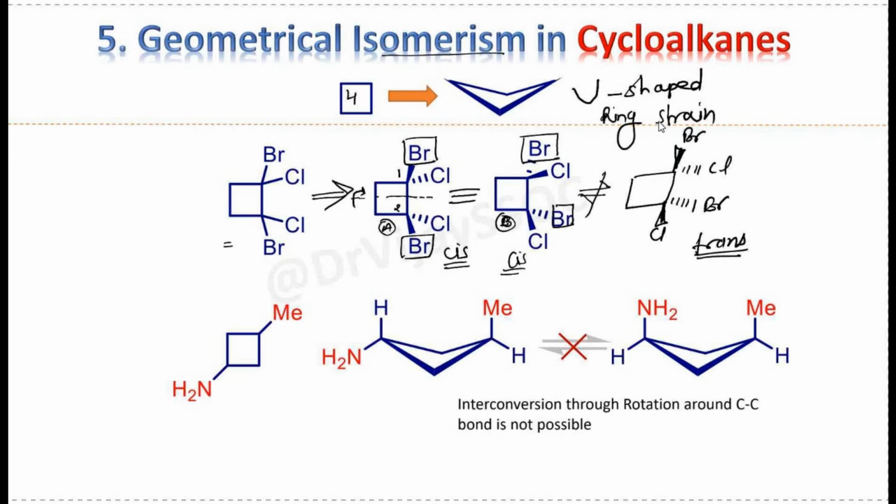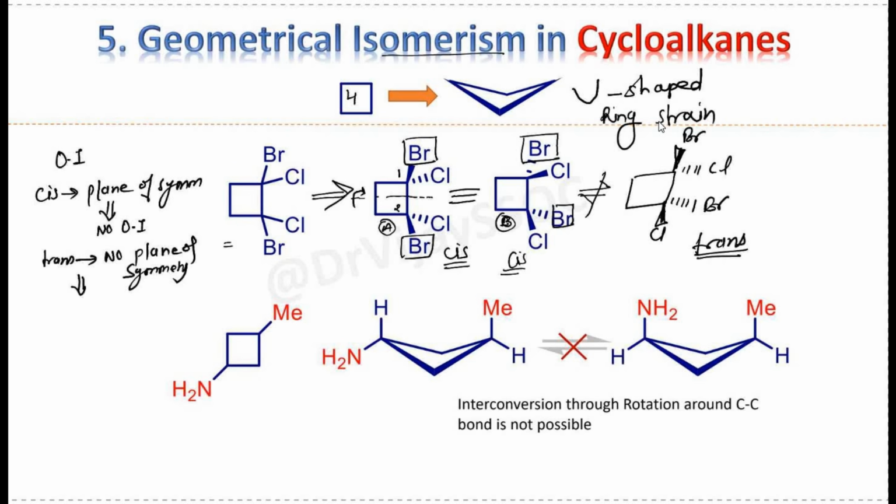What about optical isomers? So cis, you can see that cis has a plane of symmetry. This implies no optical isomers, but trans doesn't have a plane of symmetry. No plane of symmetry. Hence trans can show optical isomers. So trans will show 2 enantiomers and one is cis here, so total will be 3 stereoisomers.